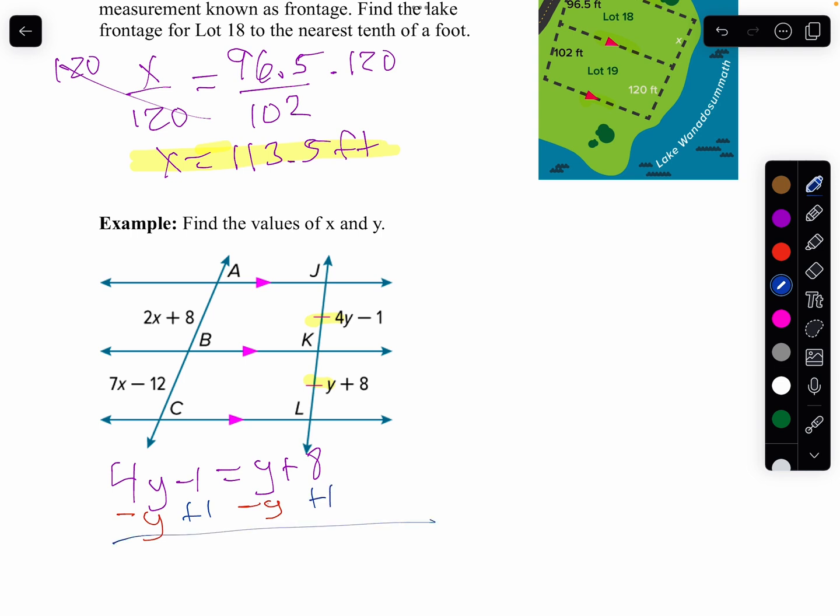And so we get 3y equals 9. Divide by 3. Y is 3. That's our first part.